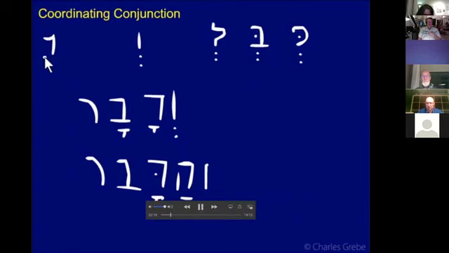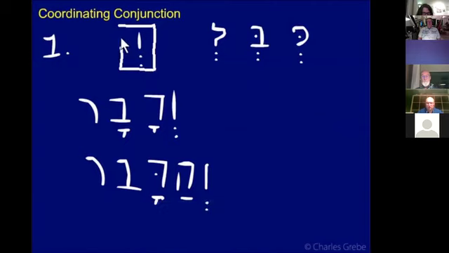Let's continue. The thing I want to look at here is the vav. It normally looks like this. It's the normal way it looks. But there are some other ways that it can show up. The second is that it follows the second rule of shava, which you've seen, and so you have different vowels that can show up under the vav.